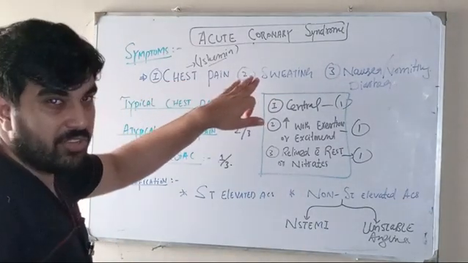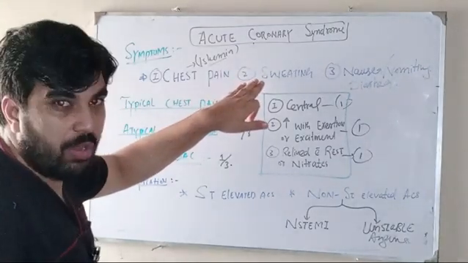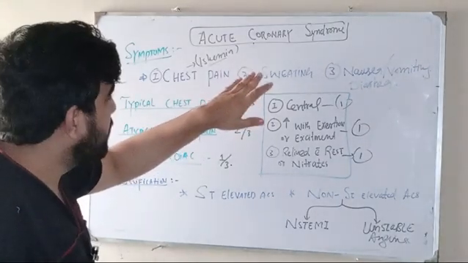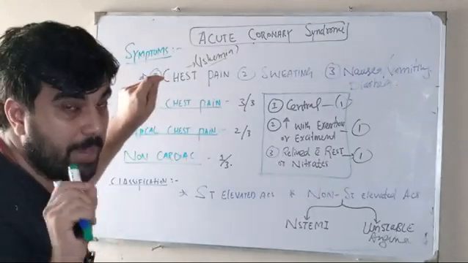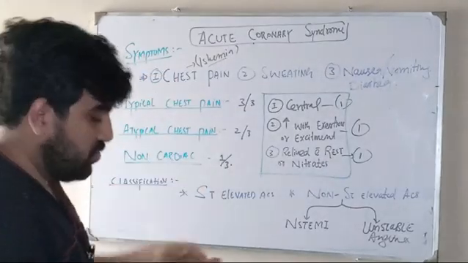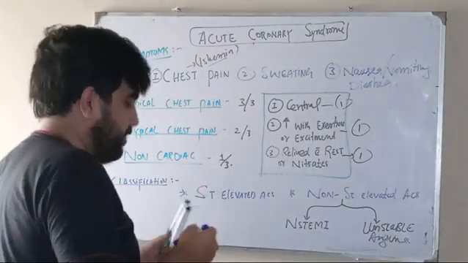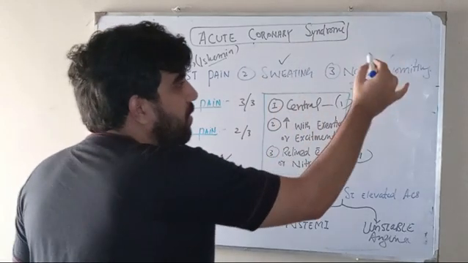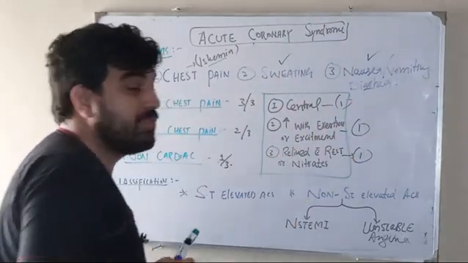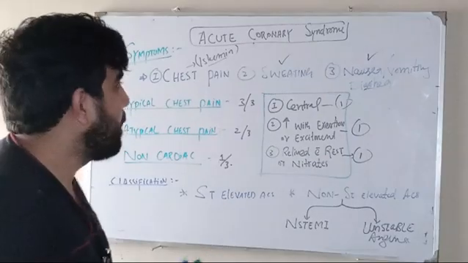In some patients, such as diabetic or autonomic neuropathy patients, there is no pain. This must be kept in mind. So they usually present with sweating or nausea, vomiting and diarrhea, or they present with shock, cardiogenic shock.